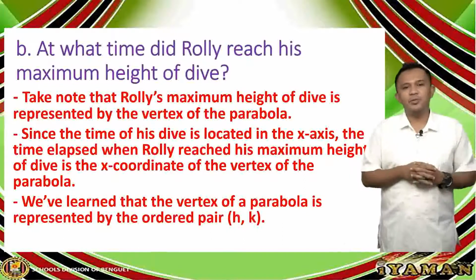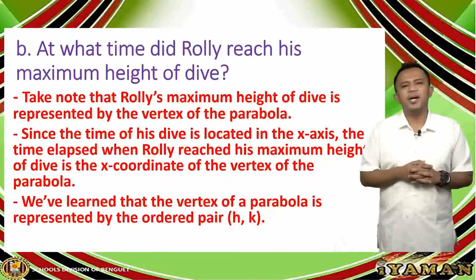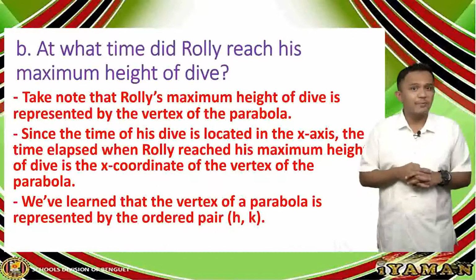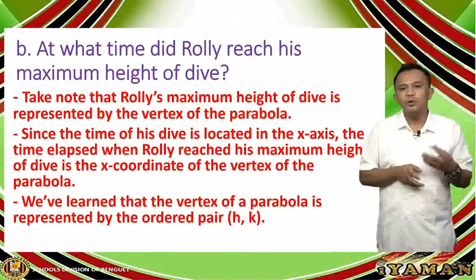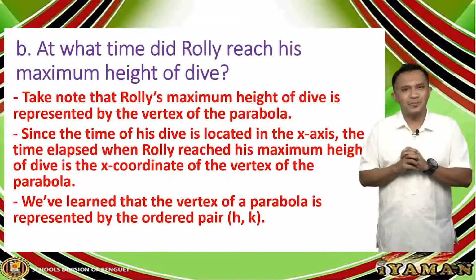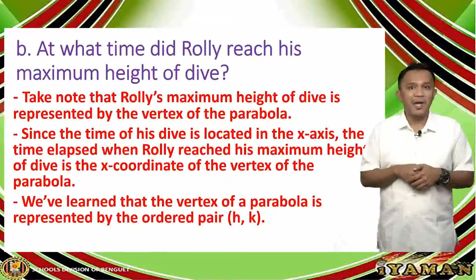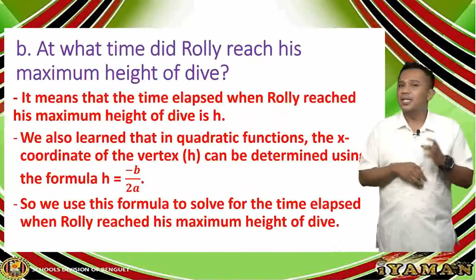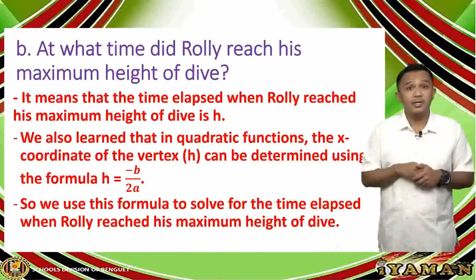At what time did Rolly reach his maximum height of dive? Take note that Rolly's maximum height of dive is represented by the vertex of the parabola. Since the time of his dive is located in the x-axis, the time elapsed when Rolly reached his maximum height of dive is the x-coordinate of the vertex of the parabola. We've learned that the vertex of a parabola is represented by the ordered pair (h, k). It means that the time elapsed when Rolly reaches maximum height of dive is h.